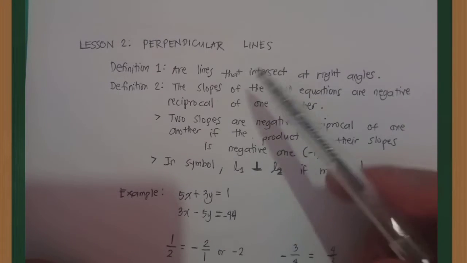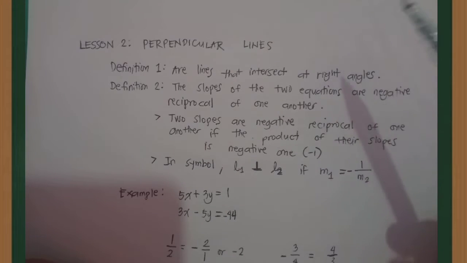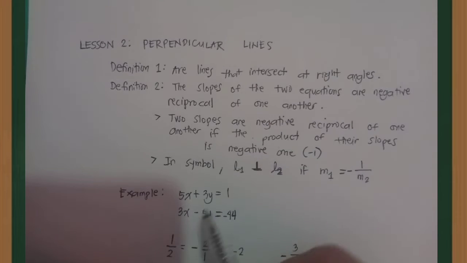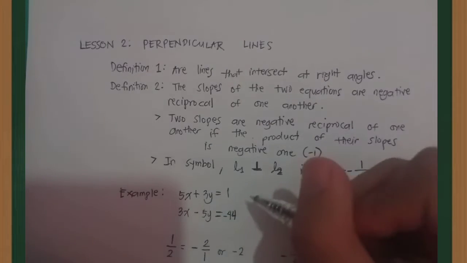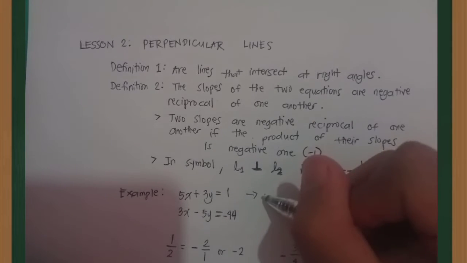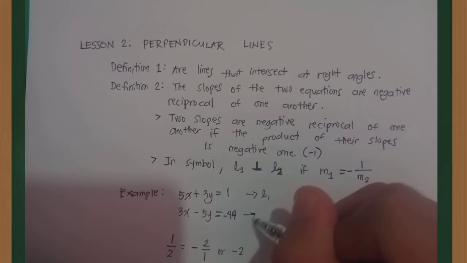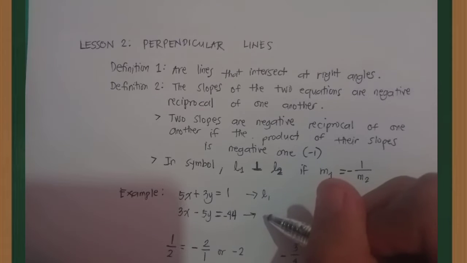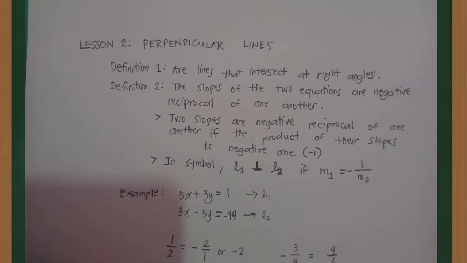Now, let's go back to perpendicular lines. What do we say about perpendicular lines? The slopes of these two lines or two equations are negative reciprocal of one another. Now, we have here two equations of lines. The first one, 5x plus 3y equals 1, is our L1 or line 1. And 3x minus 5y equals negative 44 is our line 2. Now let's find their slopes.